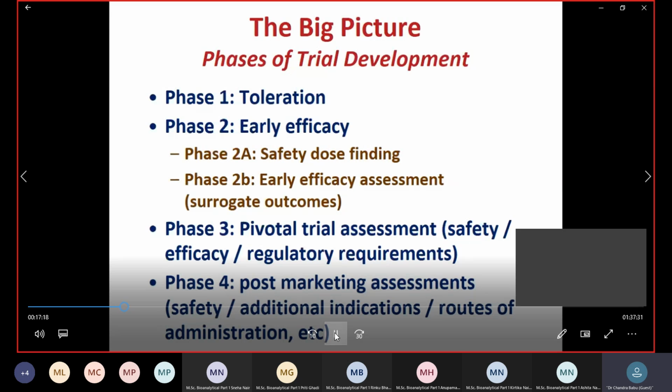Everybody cool? Yes, ma'am. Thank you. In phase 4 trials, when you say post-marketing, is that like the FDA gives like, okay.